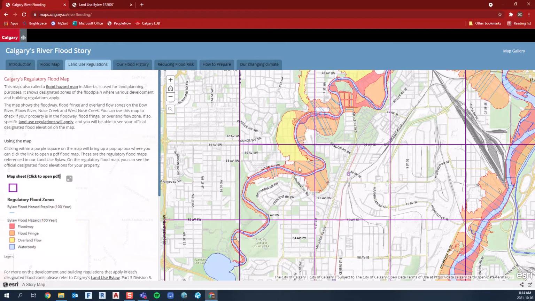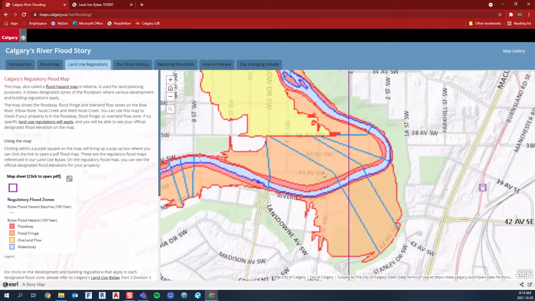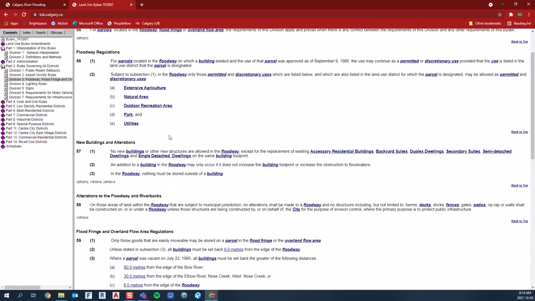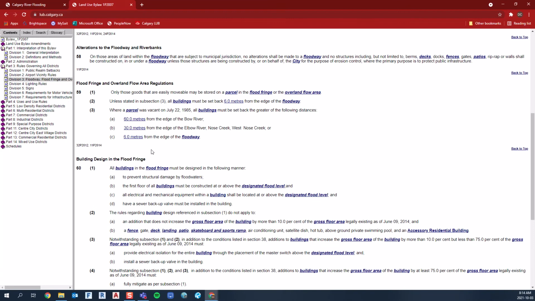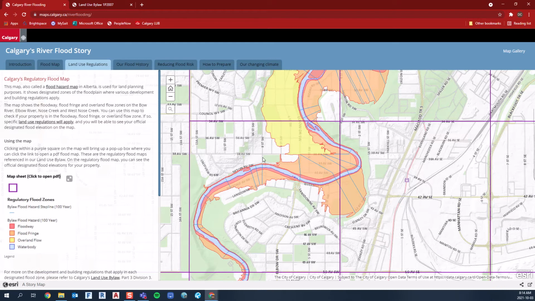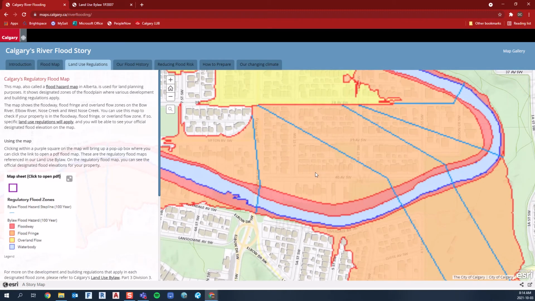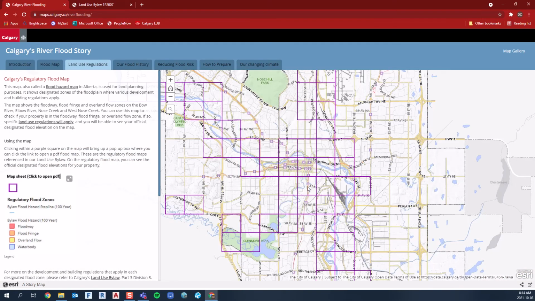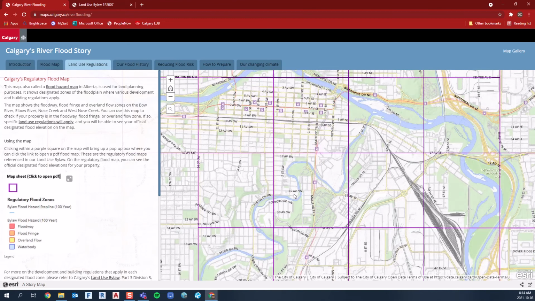Anyways, yeah, it is. If we zoom in here, you'll see there's a legend somewhere. Oh yeah, it's over here on the left. The orange is the flood fringe, and the red is the floodway, and there's overflow information. If you went back to the land use bylaw, you'd probably see some verbiage regarding the floodway and flood fringe. But anyways, the way you look at this is you just find where your site is. Okay, so I'm going to pick a site that I'm familiar with, right here.